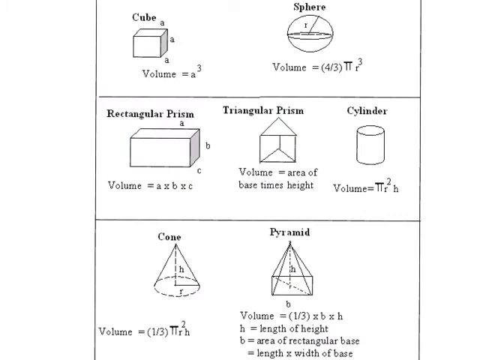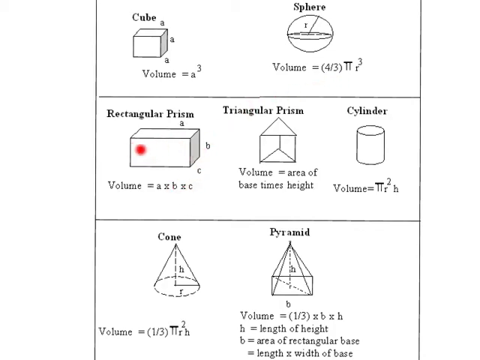Alright, so here I've got some formulas for you for volume. Volume of a cube is A cubed. So this one times this one times this one, your three numbers, cubed. Volume of a sphere is a little different. We take pi times the radius cubed, not squared, and then we say 4/3 times that. A little hard to remember, but this may be one you want to write down in your notebook.